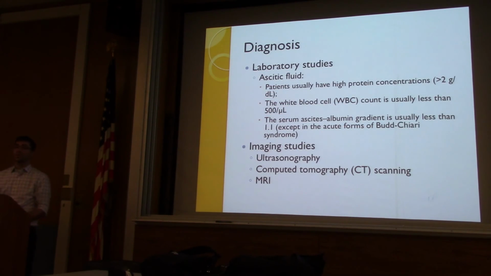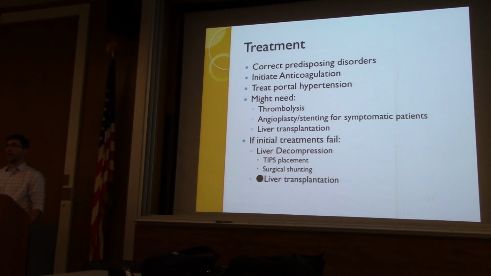You diagnose it with the ascites, and patients with high protein in their ascites, greater than 2 grams, is typically what you see in people with Budd-Chiari syndrome. They also have a low white count, so you're not going to be thinking about SBP. And they're also going to have a SAAG of less than 1. For imaging studies, you can do ultrasound, CT, or MRI. The idea is just to find the clot.